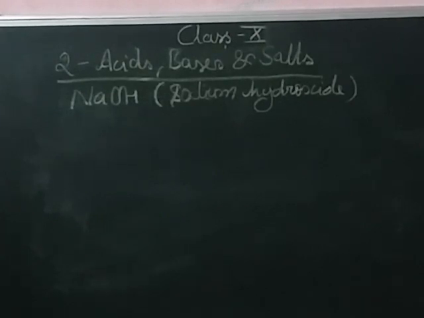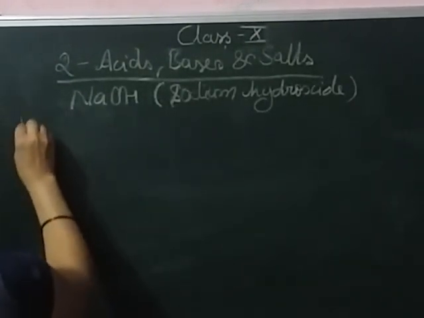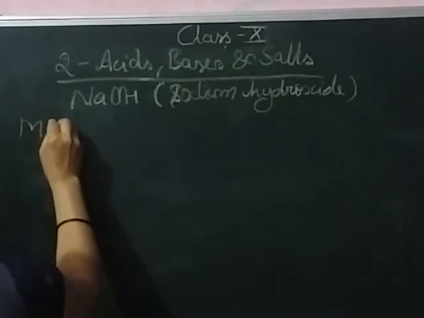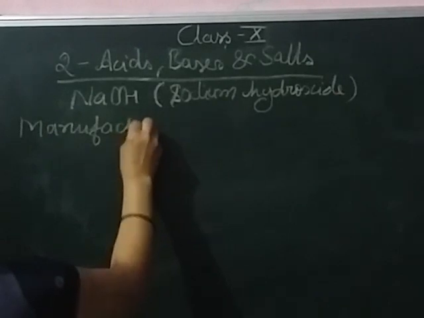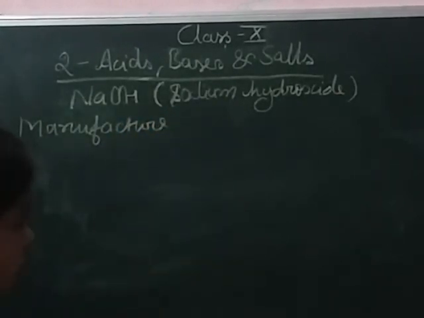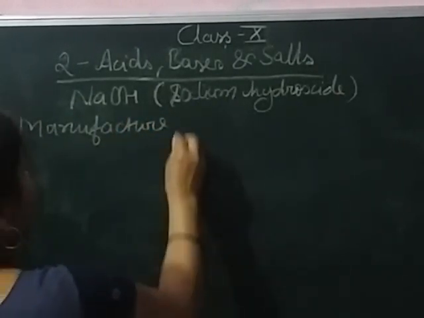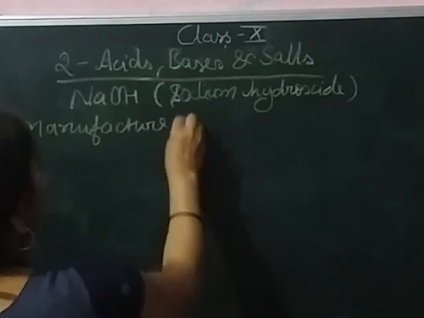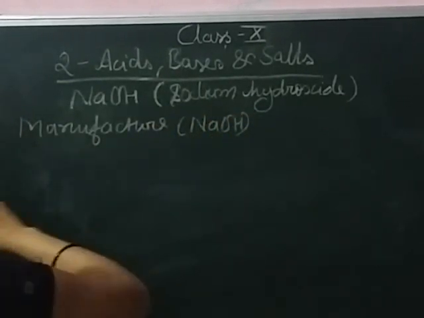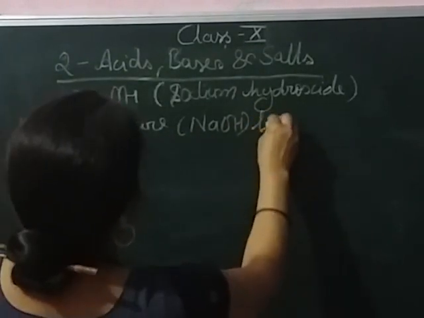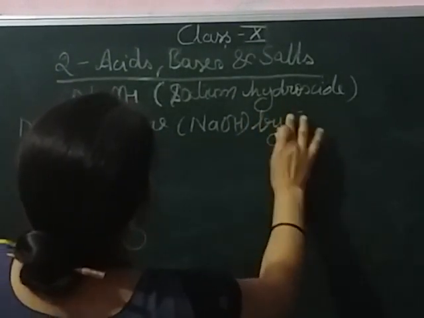So what is the manufacturing method of NaOH? NaOH is manufactured by the electrolysis process.